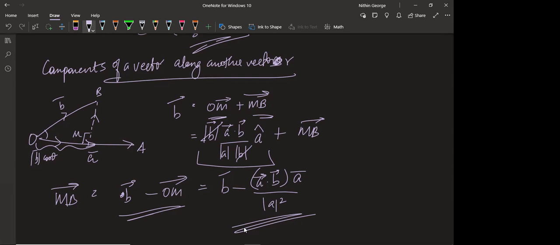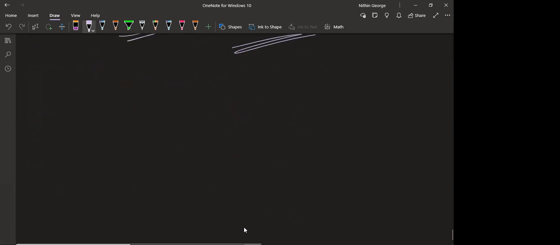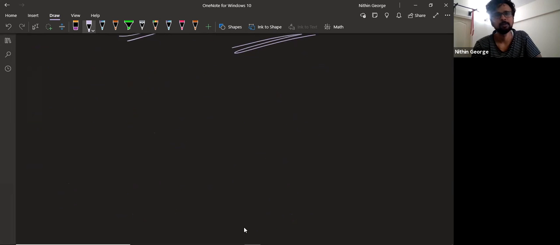Sir, for this, this vector along another vector. Can you give a small example? Because I don't think I'm understanding. Yes, not an issue.